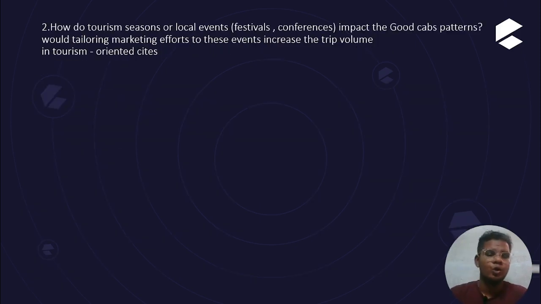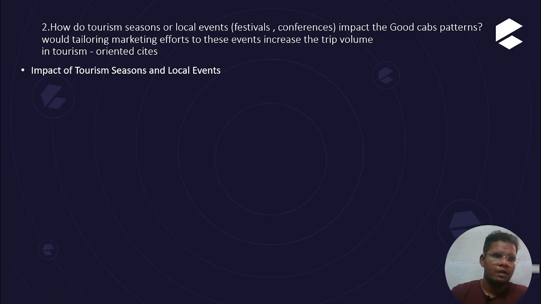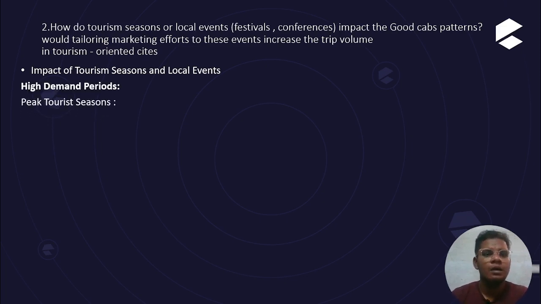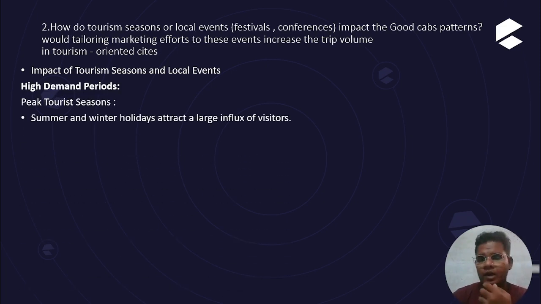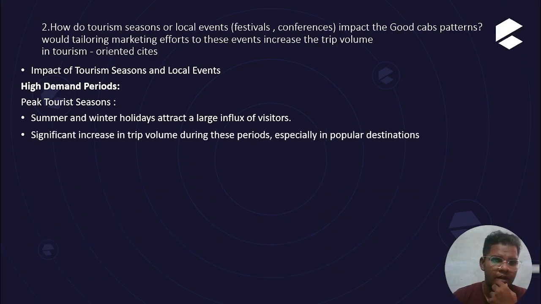And then, how do tourism seasons or local events impact the cab patterns? Impact of tourism seasons and local events. High demand periods, the peak tourist seasons like summer and winter holidays, attract more visitors. There's a significant increase in trip volume during these periods, especially in popular destinations like Mysore, Kochi, and Jaipur, places like that.